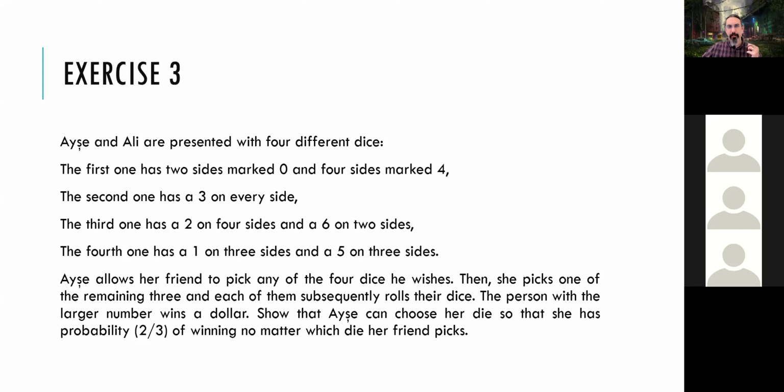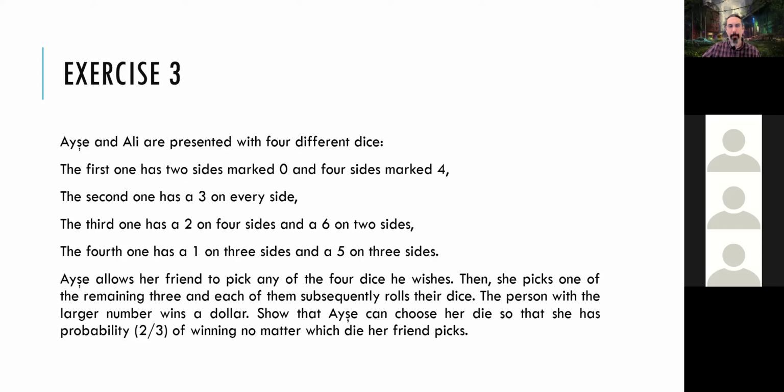For example, start with 1 and 2. Assume that Ayşe has picked the first one and Ali has picked the second one. Now, Ayşe has 0 on 2 sides and 4 on 4 sides. Ali has 3 on every side. So what happens when Ayşe rolls 0? Ayşe loses because 3 will come up for Ali. It's always 3. What happens when Ayşe rolls 4? Ayşe wins. What's the probability of rolling a 4? 4/6, which is 2/3. So if Ali picks the second die and Ayşe picks the first die, Ayşe wins with probability of 2/3.